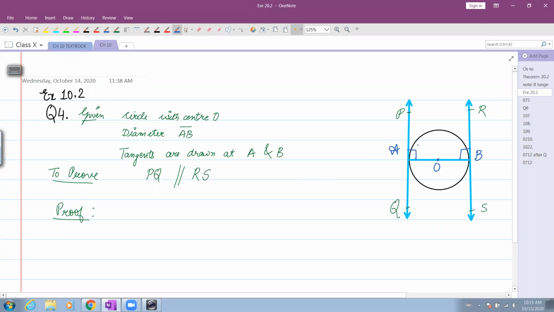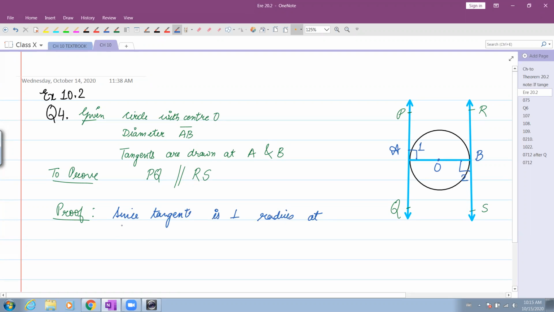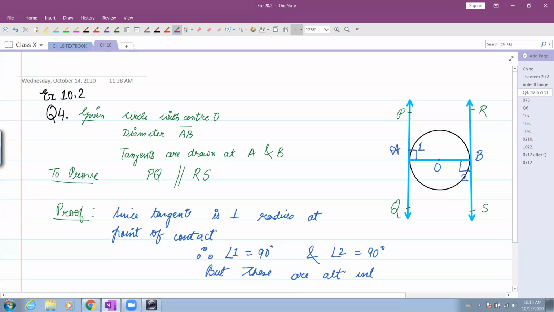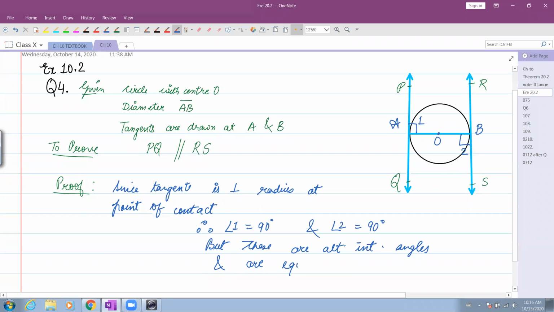If you don't want to take the angle on this side, you could take the angle on the other side as well, like over here, and then you will be able to write down that alternate interior angles are equal. Since tangent is perpendicular to radius at point of contact, therefore angle 1 will be equal to 90 degrees and angle 2 will also be equal to 90 degrees. But these are alternate interior angles and are equal. This implies the lines containing these angles will be parallel. So PQ will be parallel to RS.